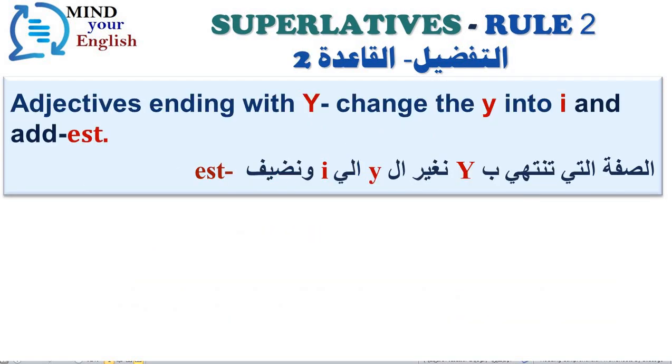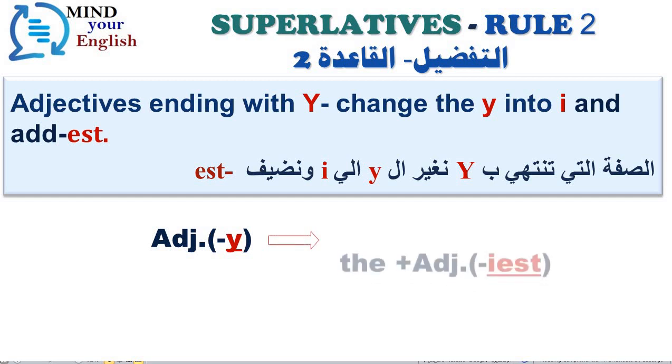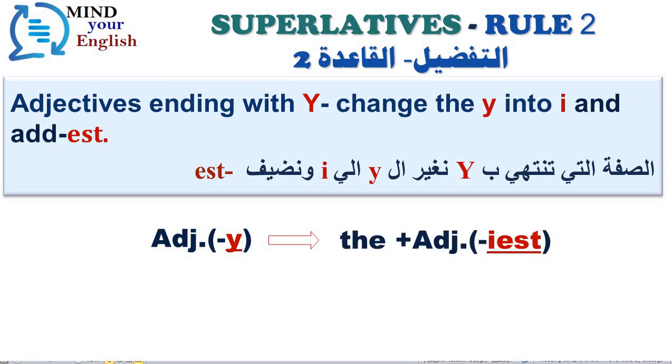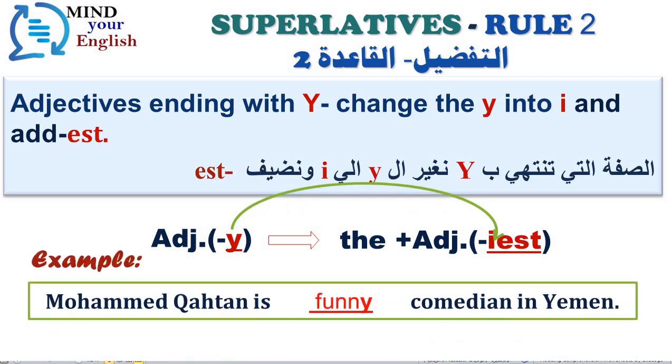Superlatives. Rule 2. Adjectives ending with y. Change the y into I and add est to the adjective. Adjective ending with y. Drop the y and add the plus adjective plus iest. Example: Mohammed Khattan is the funniest comedian in Yemen.